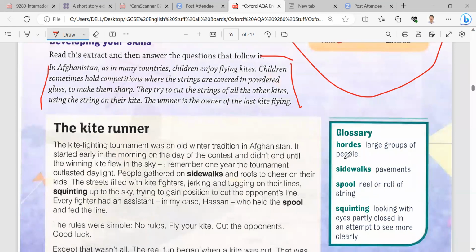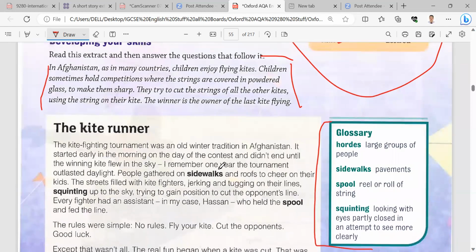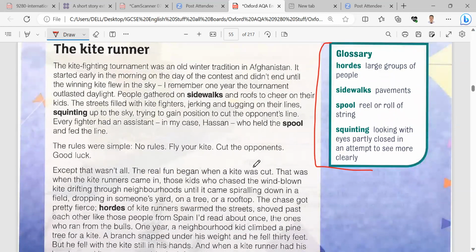So please think about the bolded keywords. Here is the glossary on the right, and here the same vocabulary is bolded in the text. Try to guess the meaning by using the clues in the context. Like hordes means what? Large groups of people. But how will we do it? The glossary is in front of us. So again, we already read the glossary.